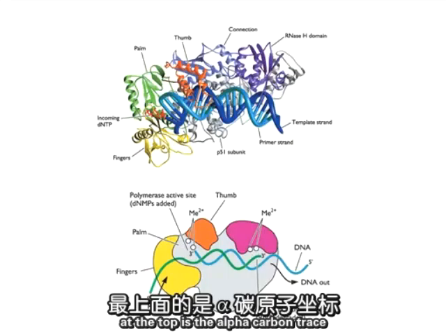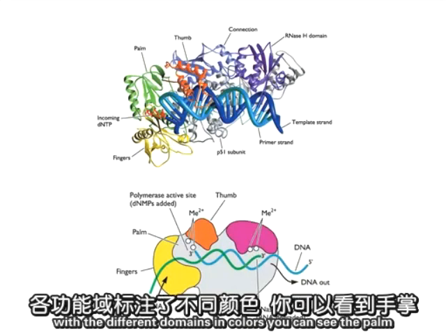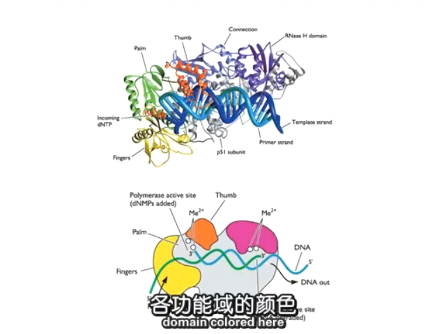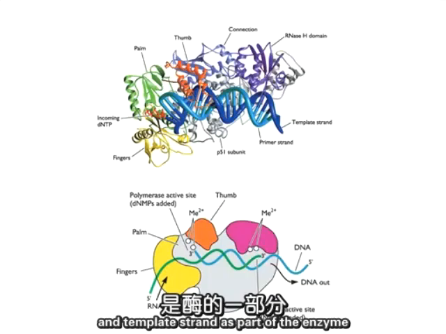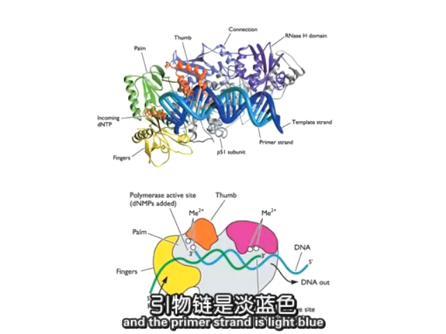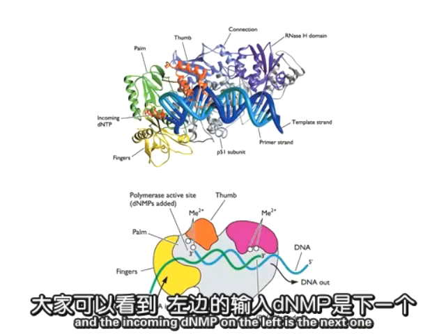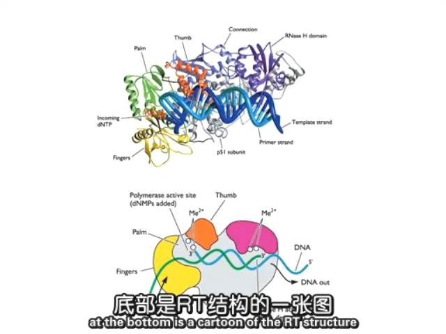At the top is the alpha carbon trace, that is the amino acid backbone of HIV reverse transcriptase, with the different domains in colors. You can see the palm, the fingers domain colored here, and this is a structure with the primer and template strand as part of the enzyme. So the template strand is blue and the primer strand is light blue, and the incoming deoxy-NTP you can see on the left is the next one that's about to be polymerized.